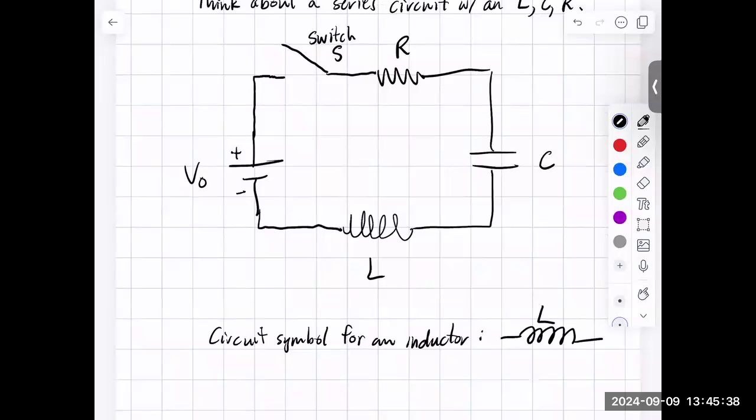And what we're going to do is imagine that we close the switch. Before we do that, let's imagine the switch has been open for a really long time. And so the switch has been open for such a long time that there's no current in our circuit, there's no voltage across any of our components. We'll assume that our capacitor is uncharged. If there's no current, there's no voltage across the resistor. If there's no current, there's no voltage across the inductor.